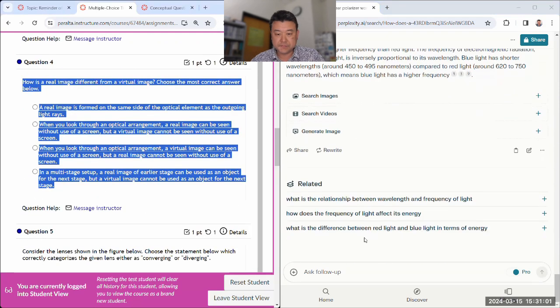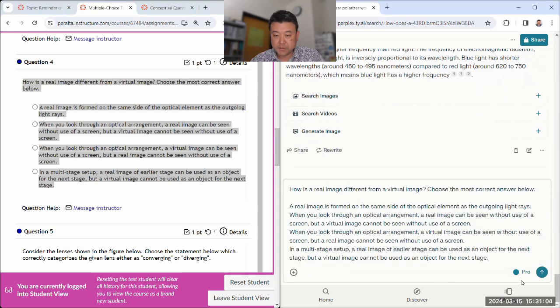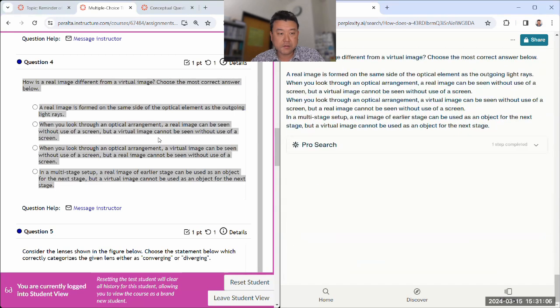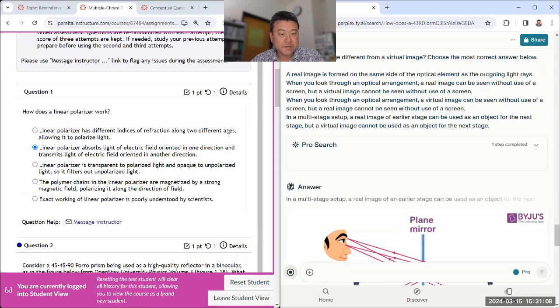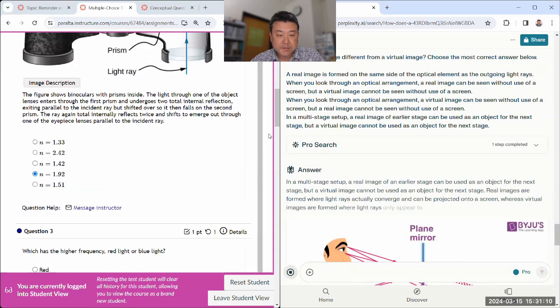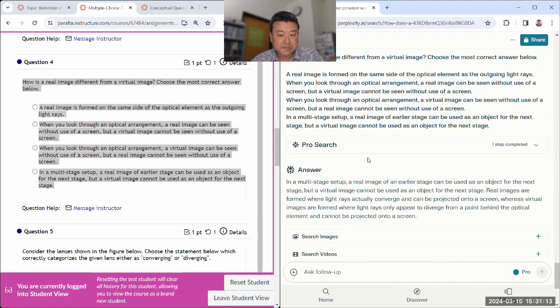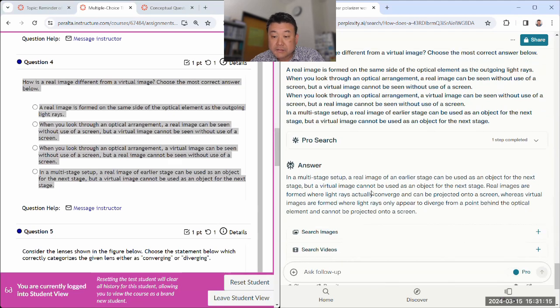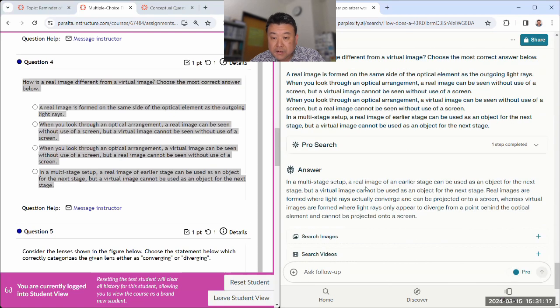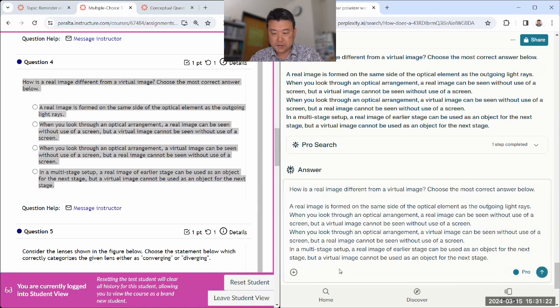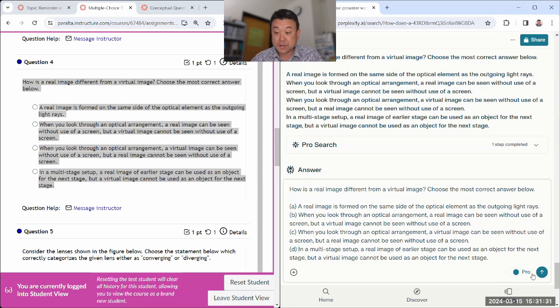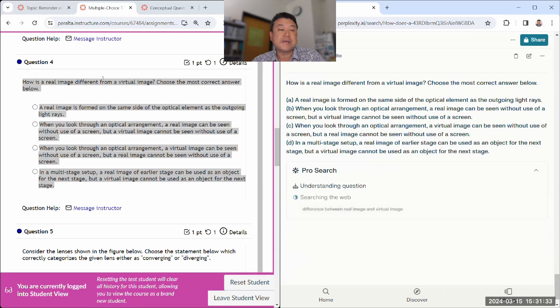All right. Real image different from virtual image. Oh, yeah, I think I can think about it. Let me just check the time. 6 minutes. Yeah, not a lot of time left. Gotta go faster. Okay, so I think something has changed in Perplexity where it does not give a useful response if I don't put in the A, B, C, Ds. So I'm gonna go back to putting in A, B, C, Ds.